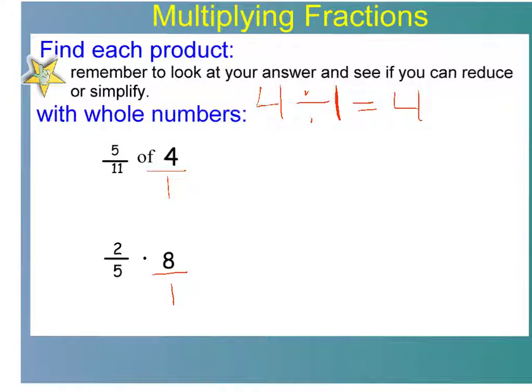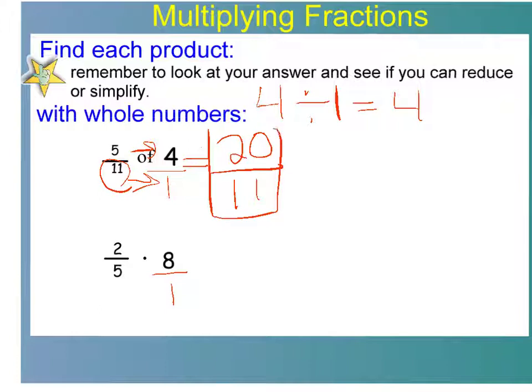So now I'm ready to multiply straight across. 5 multiplied to 4 equals 20. 11 multiplied to 1 equals 11. There's my answer, 20 over 11. If you wanted to, you could say 1 and 9/11. Both answers are acceptable.